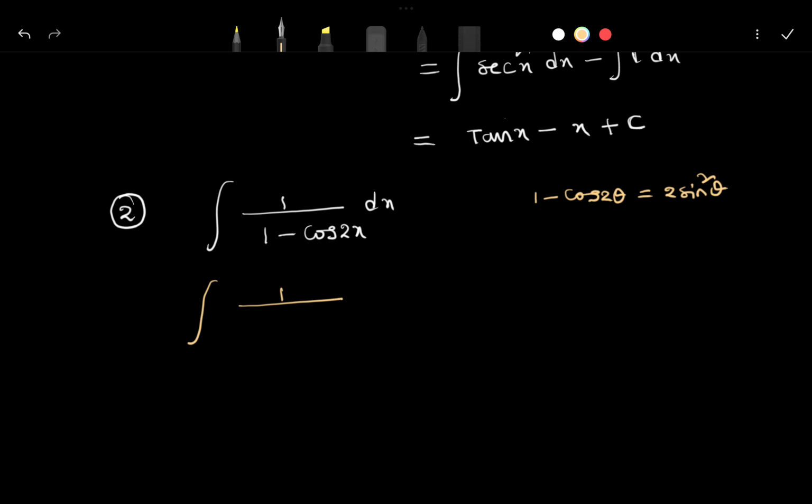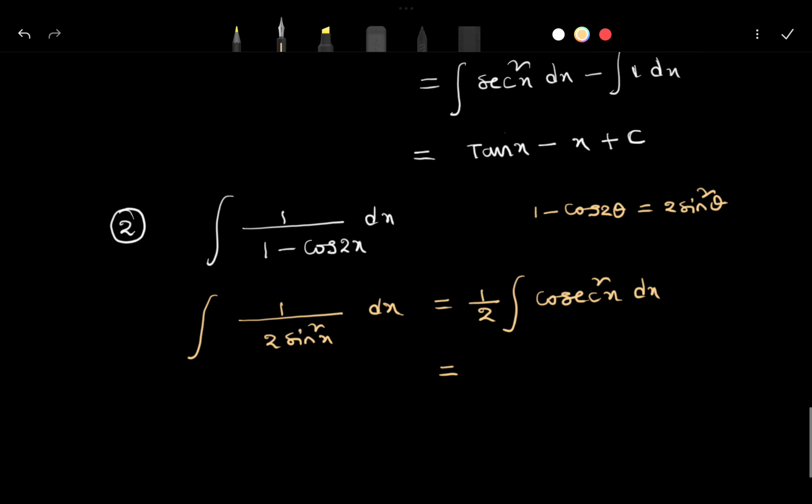So now, by substituting, we get 2 sin²x in dx. Here 1 by 2 is a constant, which we write outside. The integration of 1 by sin²x is what? Cosecant square x. You know, in the formulas, the integration of cosecant square x, what is that formula?